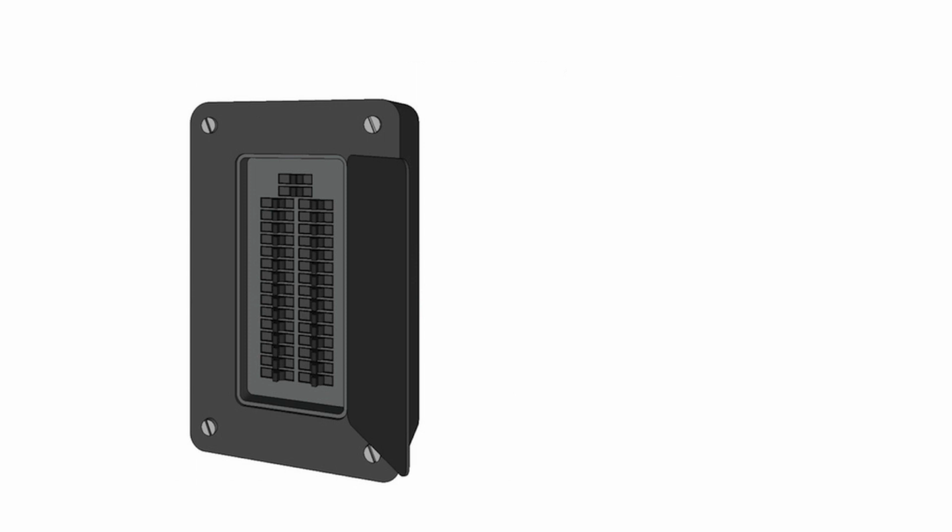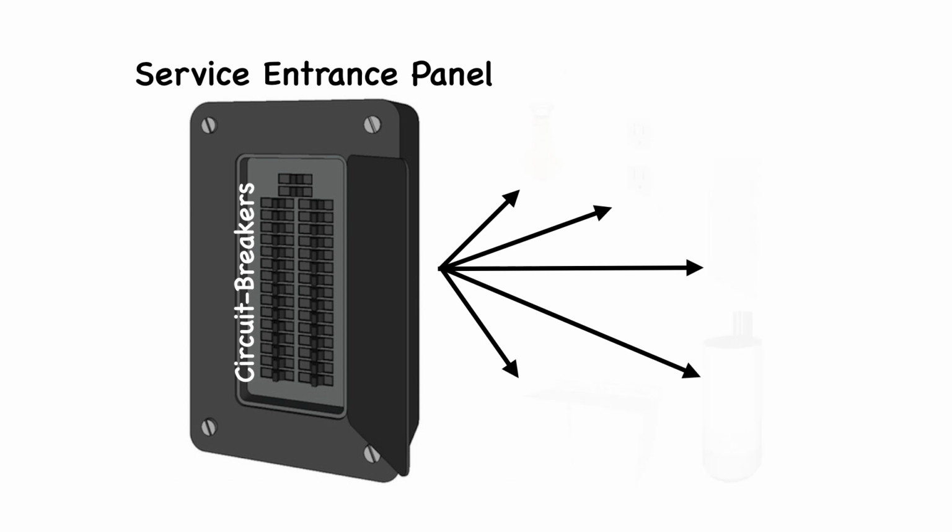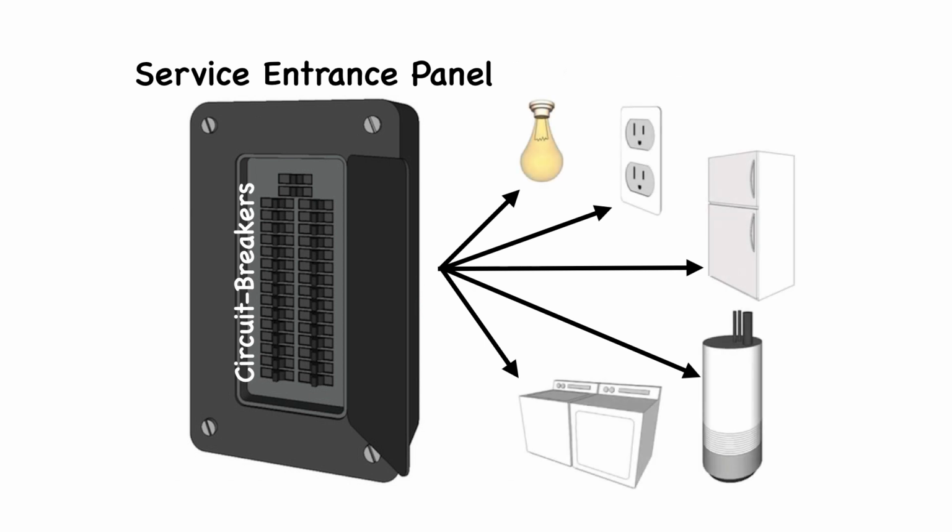Electricity is supplied to a house through a service entrance panel, also called a load center, where circuit protection devices such as circuit breakers or fuses are located. Electricity is then distributed throughout your home using branch circuits to provide power to appliances and lights through receptacles, switches, and fixtures.